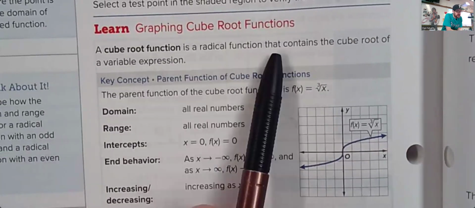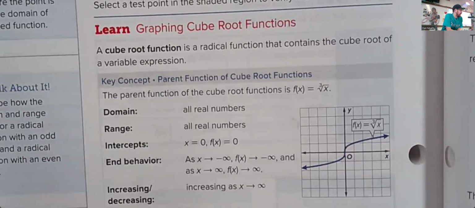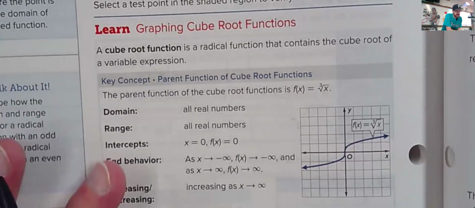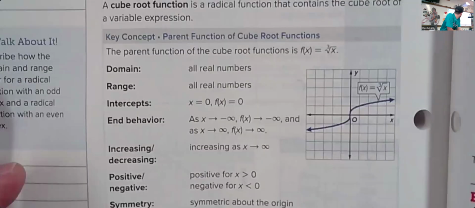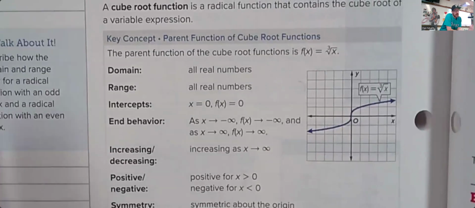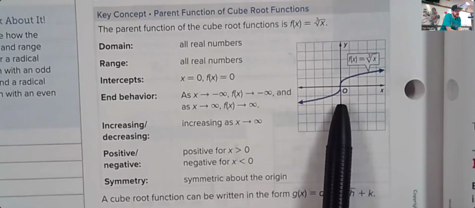Graphing cube root functions. A cube root function is a radical function that contains the cube root of an expression with a variable. Like square root functions have the variable in the square root. All right, the parent function of the cube roots is f of x equals the cube root of x, or y equals the cube root of x. That's what the graph looks like. It's like an S.